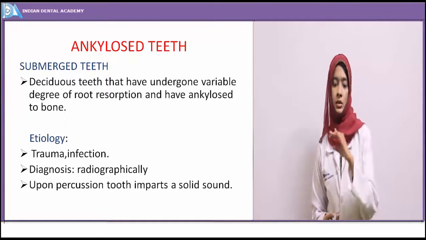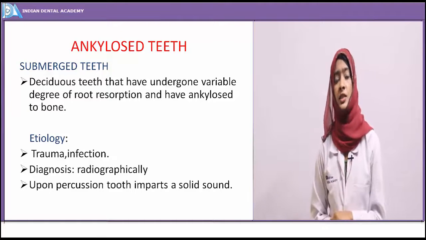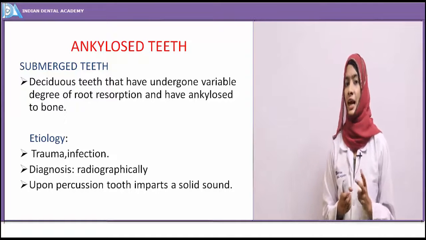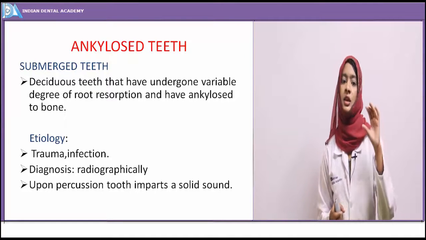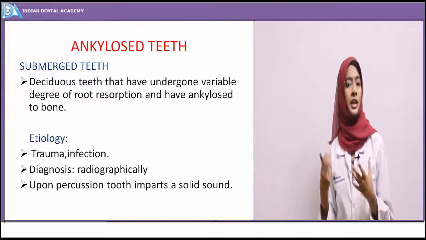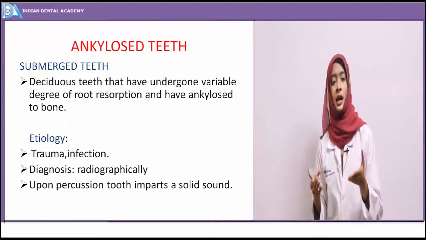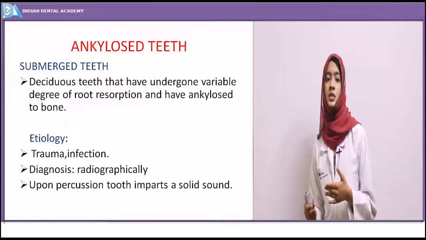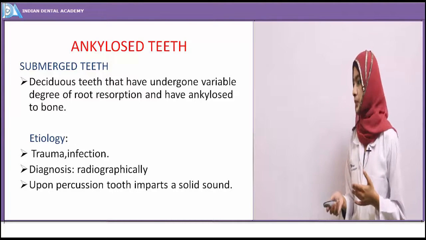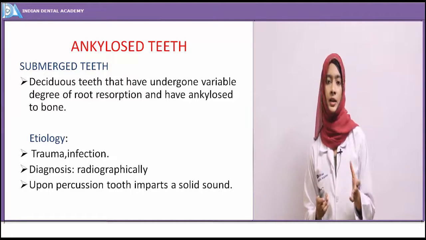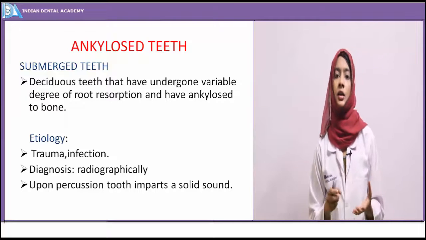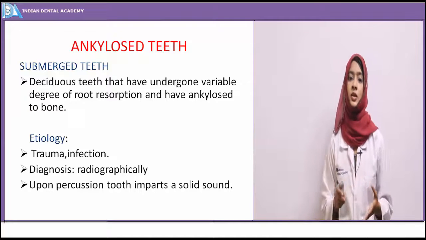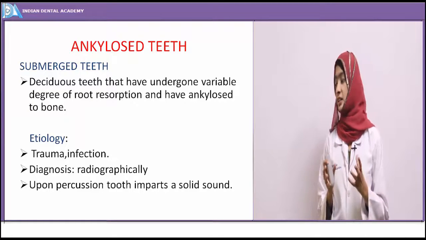So clinically, the crowns of these teeth don't come up to the occlusion. So that is one way to diagnose. Or radiographically, you can clearly see that the roots of the deciduous tooth have undergone resorption, the periodontal ligament space is lacking, the roots appear blended with the bone, and permanent teeth will be present below this submerged tooth. And clinically, normally when a tooth is percussed, you get a dull sound. But when there is a submerged tooth, when you percuss it, you get a characteristic solid sound.